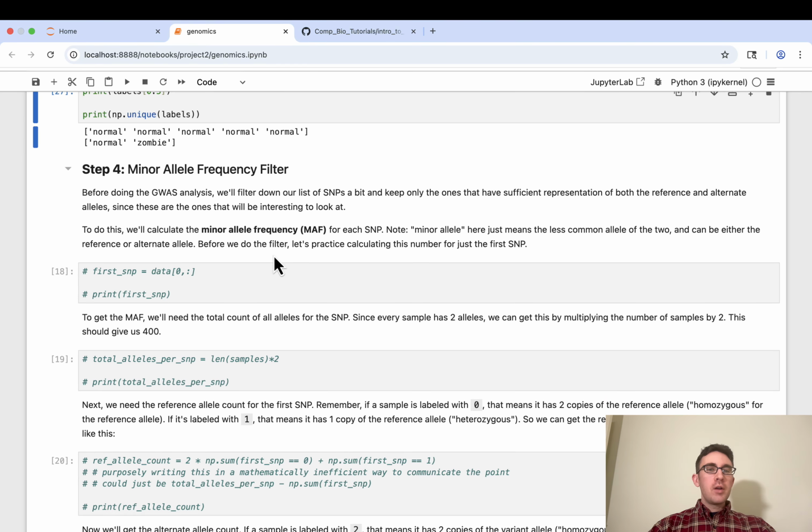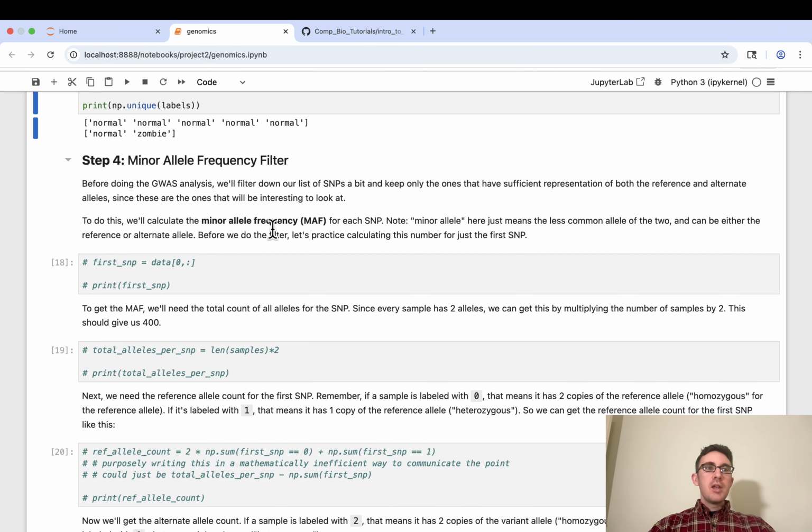So we're going to use something called minor allele frequency. The goal of this video is to calculate the minor allele frequency for all the SNPs in the data set. At the end, we're going to apply a filter, select only the SNPs that have a sufficient minor allele frequency, and proceed with those SNPs for the next video, doing our actual GWAS analysis.